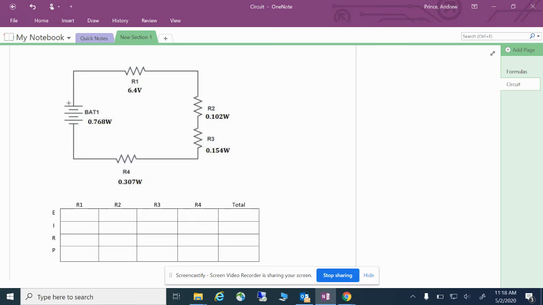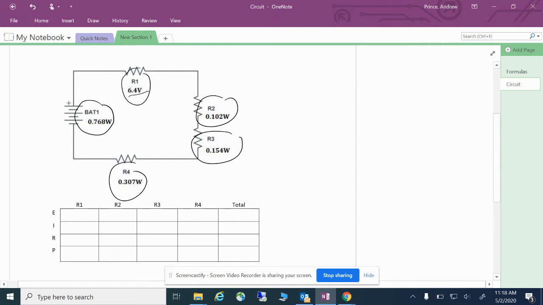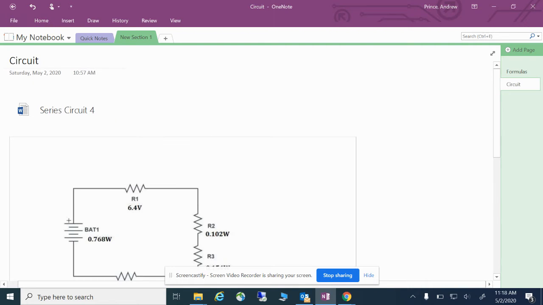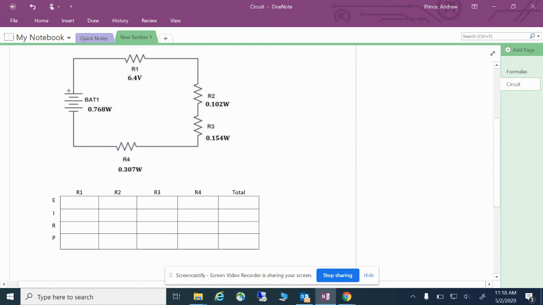So in this circuit, if you look, we've got wattages on everything except for one value, which is for resistor 1, where we have the voltage. So with that, we have the total. We're going to go ahead and put all those values in, and we're going to see if we have enough information to solve for any of these. So for the total wattage, we got 0.768 watts. Let's go ahead and work down the line.